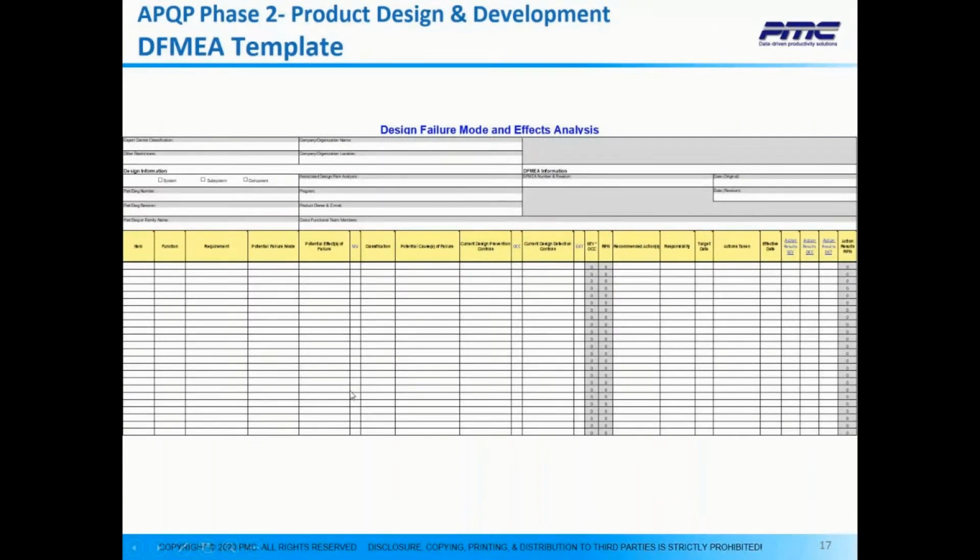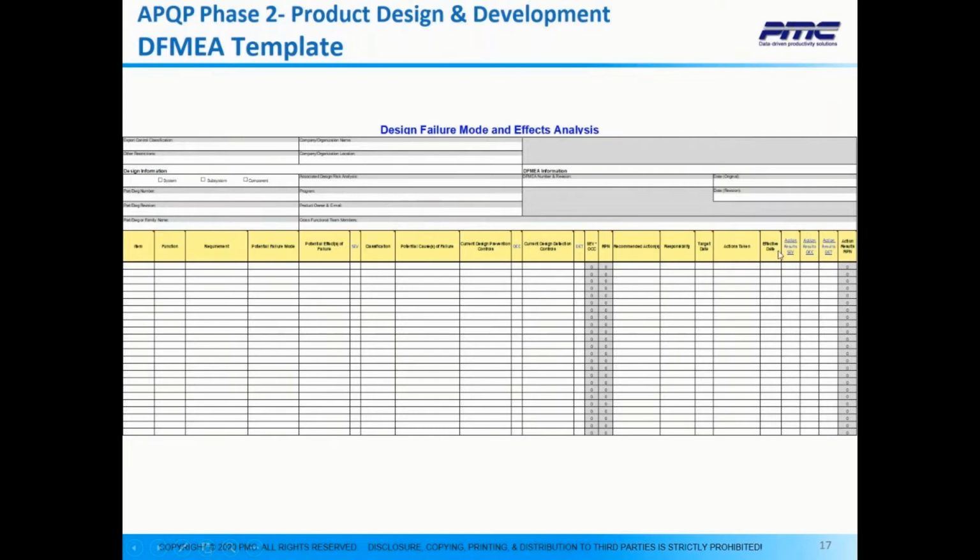Depending on the industry you're in, you may find that each industry uses a slightly different form. This is one of the forms that we use for DFMEA. As you can see, there is a title block where we have general information about the product we're developing, the drawing number, and so on, and also the DFMEA number, the original date that it was developed, and the revision dates. Those all need to be captured.